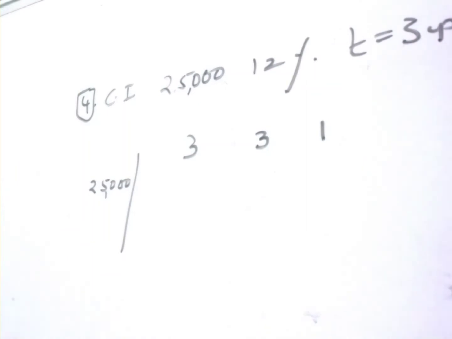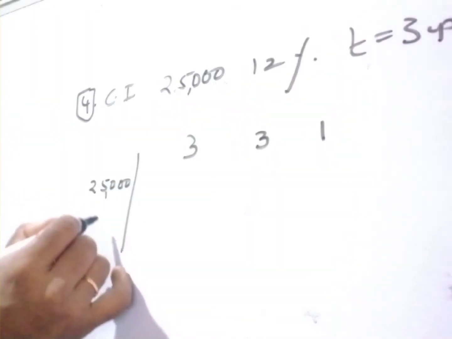Now for 25,000, compound interest. So first step, for 25,000, 10% is 2,500, 1% is 250.